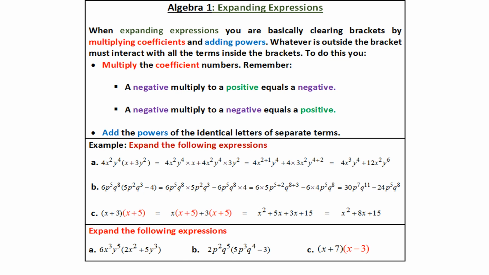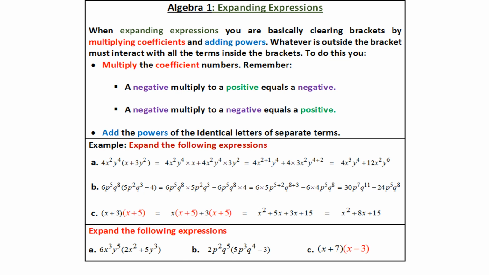Now you need to write this out, try it out without watching, and then go to the exercises A, B, and C, and try them out. For A, you have to distribute 6x cubed y to the 5 by 2x squared, and you have to multiply it by 5y to the cube. Remember to add the powers of the like letters and multiply the coefficients.